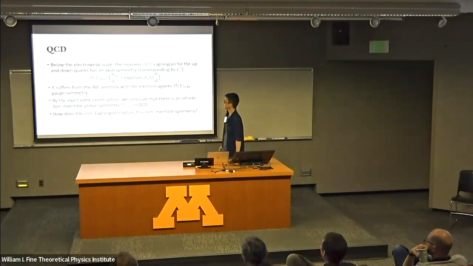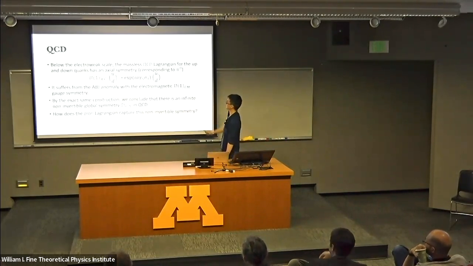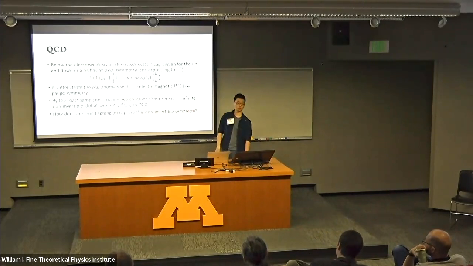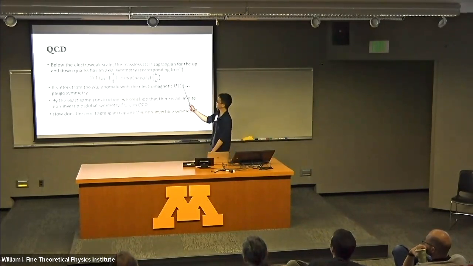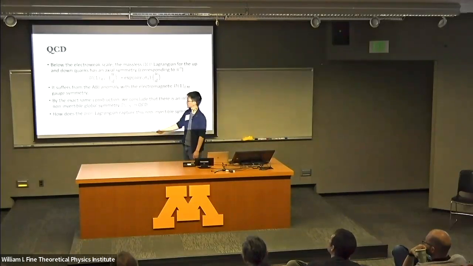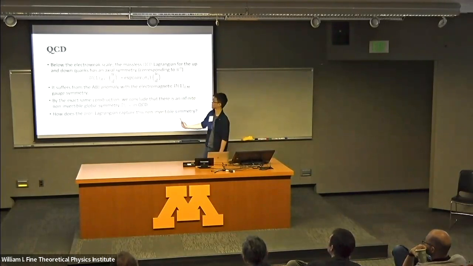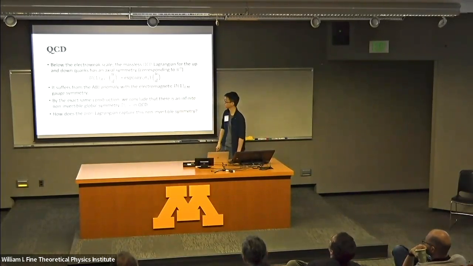All right, so let me just quickly go through the QCD example. Let's consider QCD below the electroweak scale. So the SU(2) times U(1) is already broken to the U(1) electromagnetic gauge symmetry. And I'm only going to look at the up and down quarks. Classically, there's a U(1) global symmetry acting on the u and d quarks by this rotation. It involves a gamma 5 and a sigma 3.